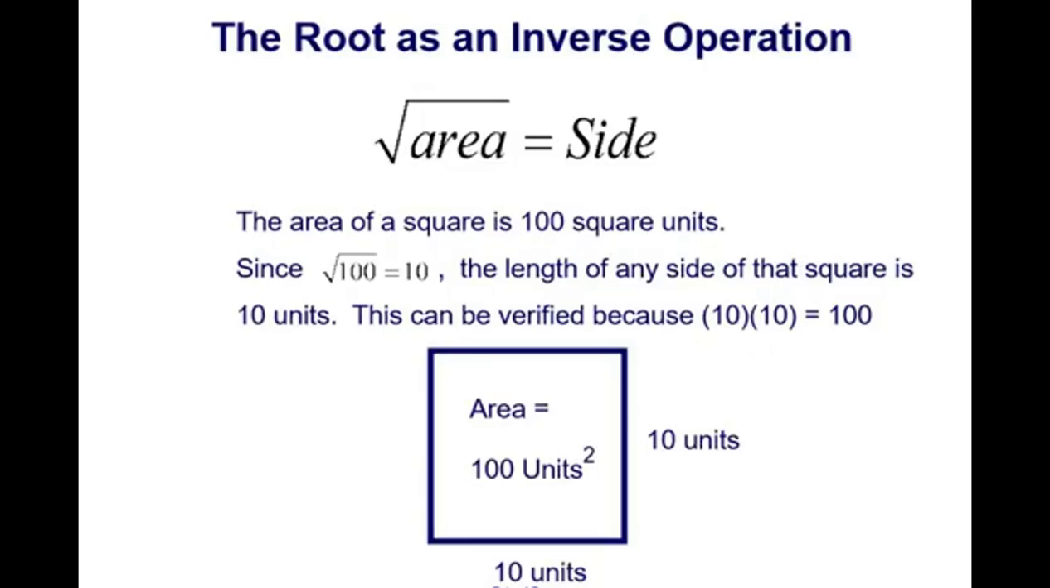Now, we can then conclude that the square root of the area is going to equal the length of the side of the square. So here's an example. We're told the area of a square is 100 square units. Since we now know the square root of 100 is equal to 10, the length of any side of that square is 10 units. And this can be verified from our prior knowledge that we know 10 times 10 is equal to 100. So 10 squared is equal to 100.